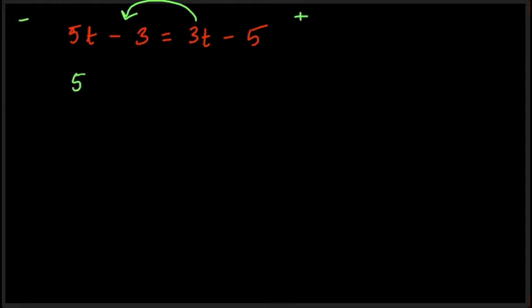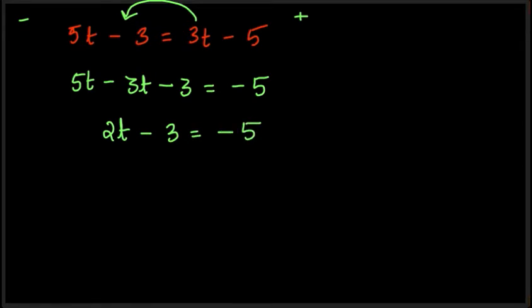So here we have 5t minus 3t minus 3 equals minus 5. 5t minus 3t gives you 2t minus 3 equals minus 5. Next, shifting minus 3 to the right hand side, here it is minus, here it becomes plus.